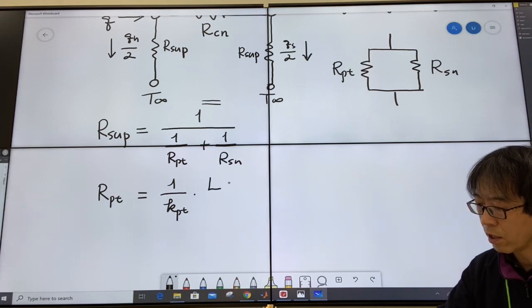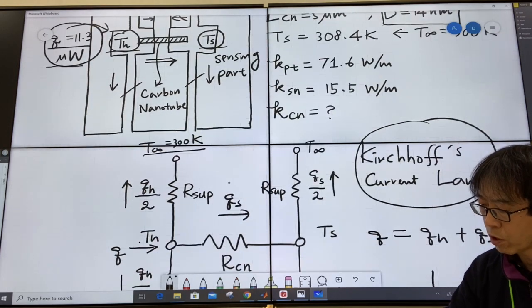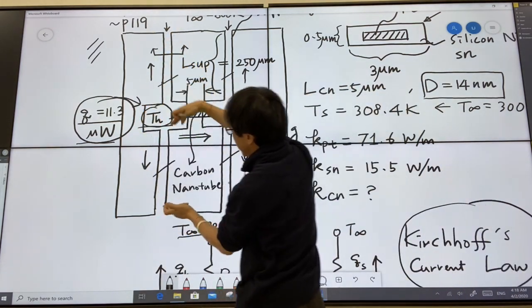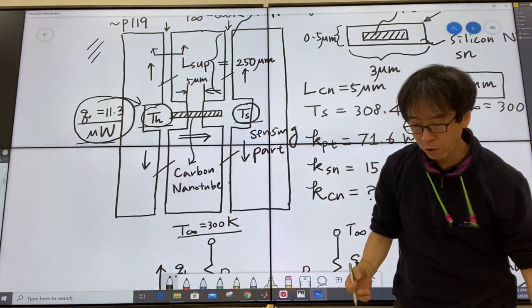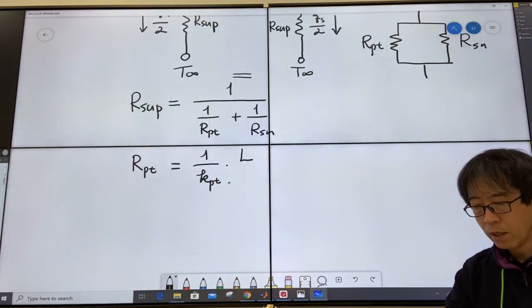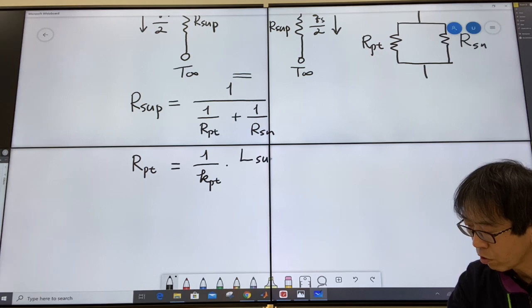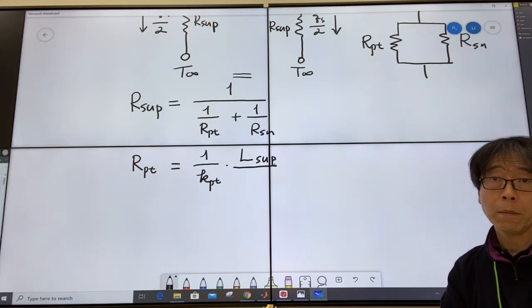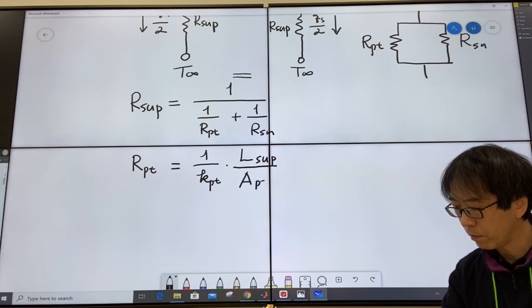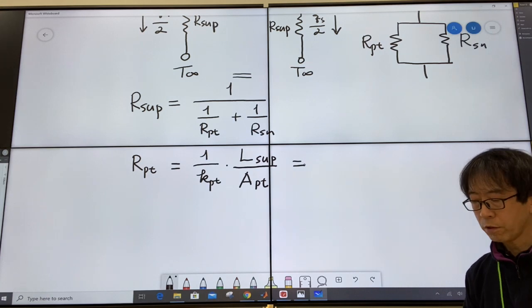That length is the supporting length, right? Supporting structure right here. This length. There are 4 such supporting structures, right? So it will be L supporting structure divided by what? Area, right? Area of what? Platinum, right? So if you just plug in all these things, how can you calculate?